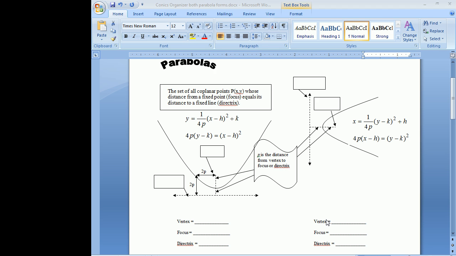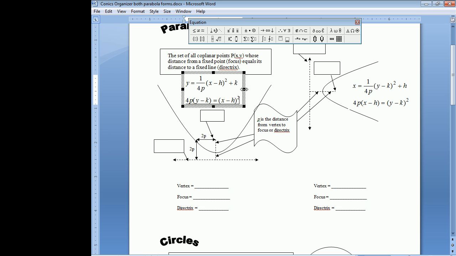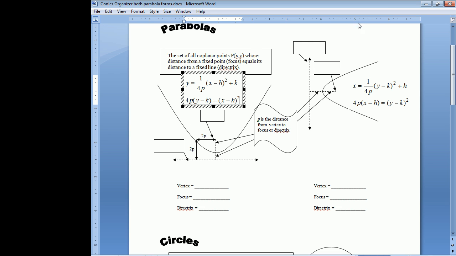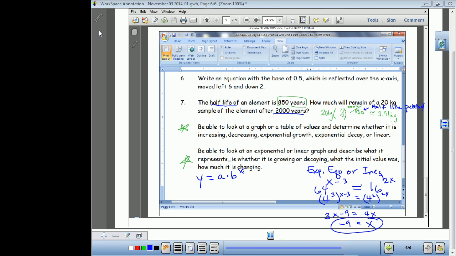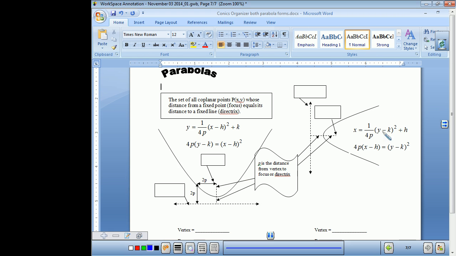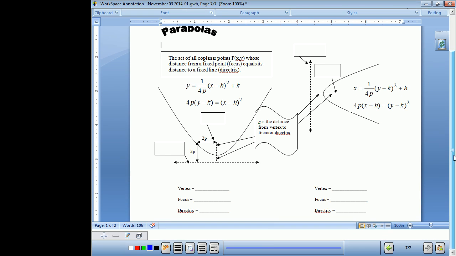Today in class, we went over the homework on the y equals and x equals parabolas. When it's y equals, it gives us a parabola that opens up or down, and when it's x equals, it gives us a parabola that opens left or right. So let's take a look at the notes you were given today in class.